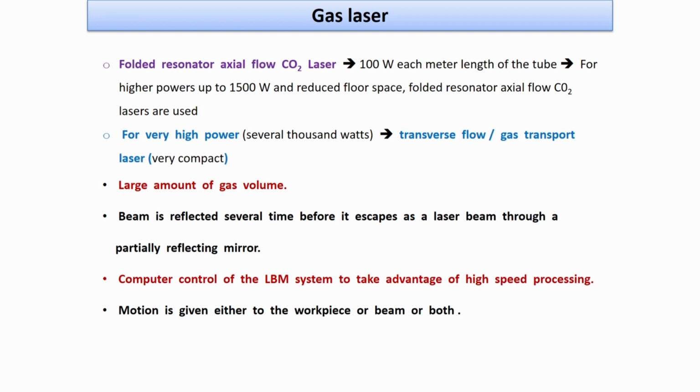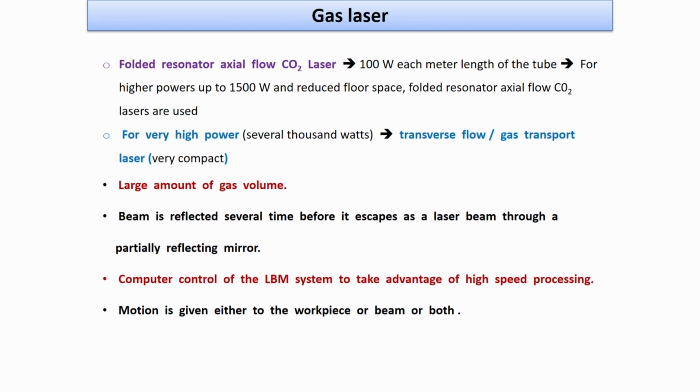Folded resonator axial flow CO2 lasers are used. A maximum of 100 watt laser power can be generated for 1 meter length of the tube. Suppose our requirement is a few kilowatts. In that case, the length of the tube will be very long. So you can use a small length of tube, and many tubes can be connected together. In that case, folded resonator axial flow CO2 lasers are used to reduce the floor space.